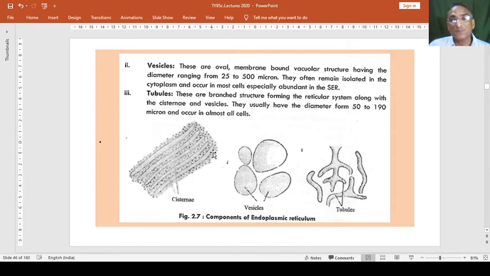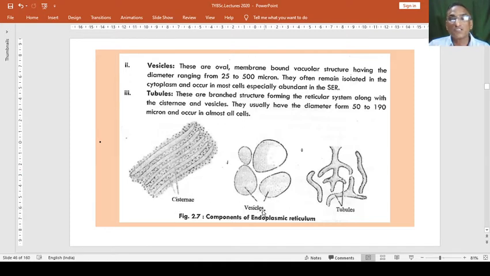And if it pinches off as a small globular material, it will be called vesicles. So these are the vesicles. And if, instead of forming such a large globular structure, they are tubular or branched tubular, these are known as tubules. So these are the different components of the endoplasmic reticulum. We have seen first cisternae.